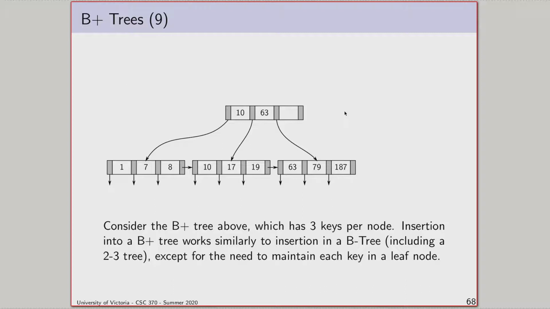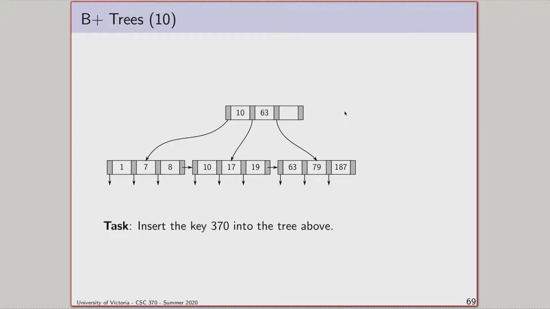Let's talk about insertion and removal. It's not much different than a 2-3 tree. At every step, if we want to insert an element, we figure out where it would go, and then we try and cram it into that node. And it's only if the node is full that we have a problem. And if we have a problem, we have to split the node. So let's insert the value 370.